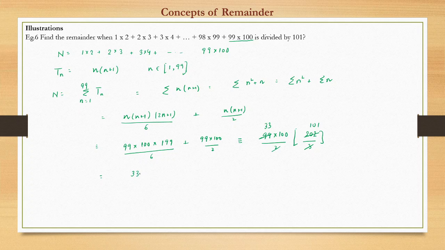So here it is nothing but 33 into 101 into 100. This is N. Now what will be the remainder when N is divided by 101? This is the question, right? So if N is divided by 101, that is 33 into 100 into 101 divided by 101. So this will get cancelled out perfectly. So remainder is nothing but 0, right? So the remainder is 0. This is the answer.